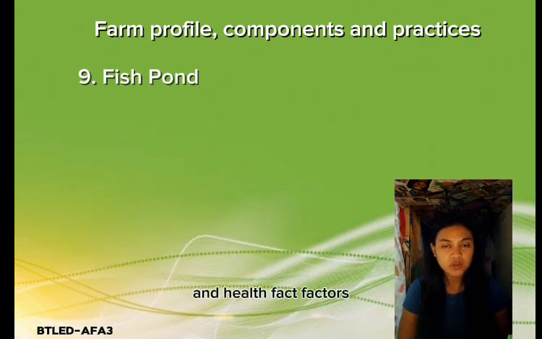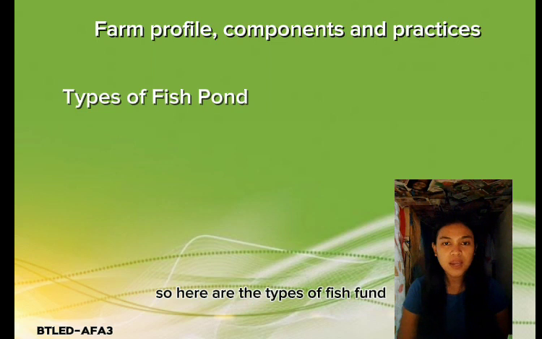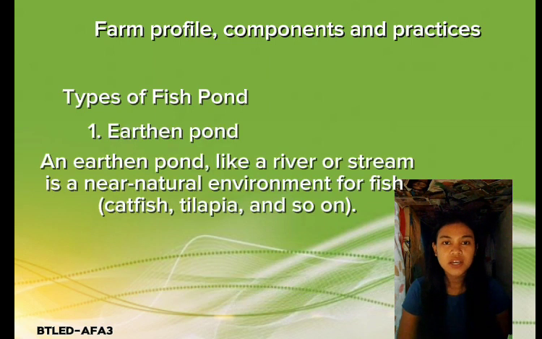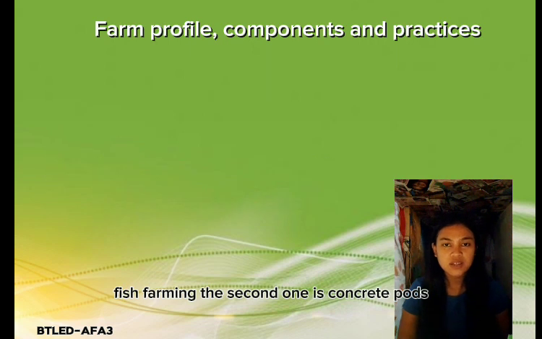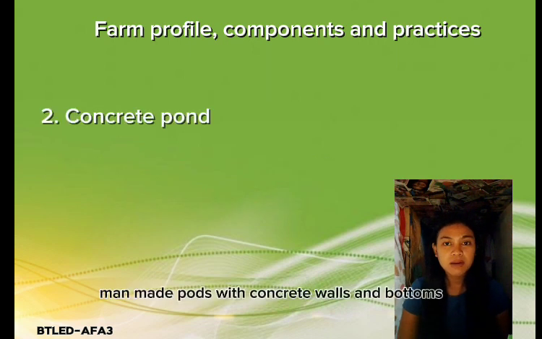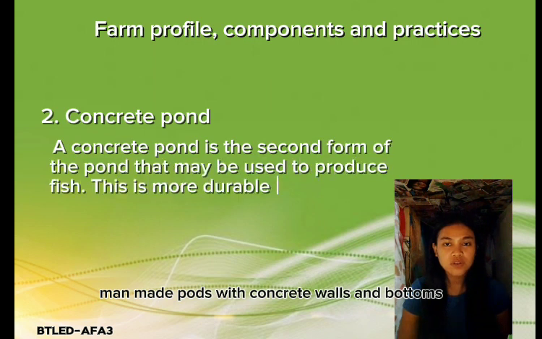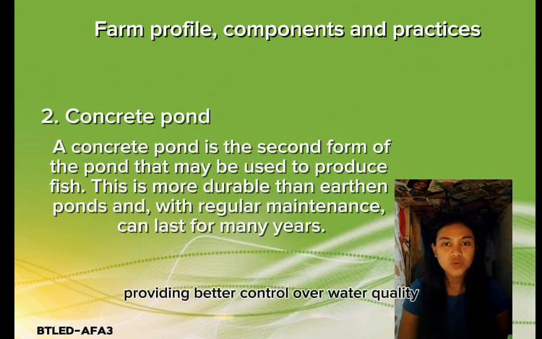Here are the types of fish pond. The first is the earthen ponds. These are natural or excavated ponds with soil bottoms, often used in traditional fish farming. The second one is concrete ponds, man-made ponds with concrete walls and bottoms, providing better control over water quality and easier management.